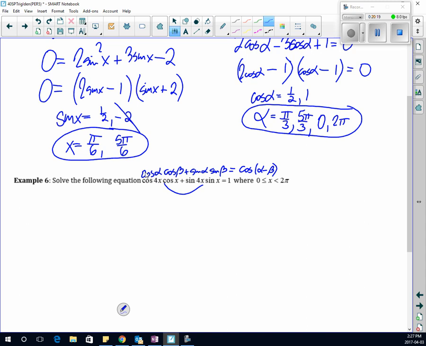Okay, so what's my alpha in this case? A 4x. And what's my beta? An x. So what does this simplify to be then, if I put it all together? Cos of 3x equals 1. Now, do you remember how to solve this? You could find cos of 2x, but then you'd be back to where you started.